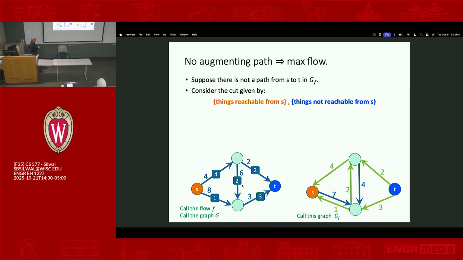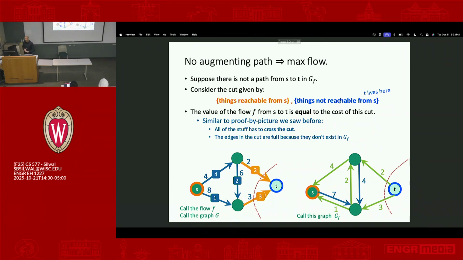So what is the cut? What I do is, at the step where we're done in Ford-Fulkerson, in the graph G sub f, I look at all the vertices that you can reach from S, and all the vertices that you cannot reach from S, okay? And note that T is on this side, right? I cannot reach T from S. That's the condition at which I stopped, okay?